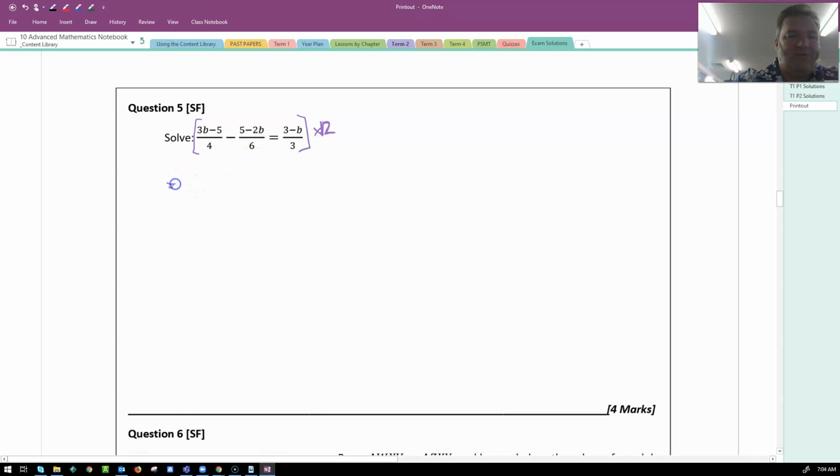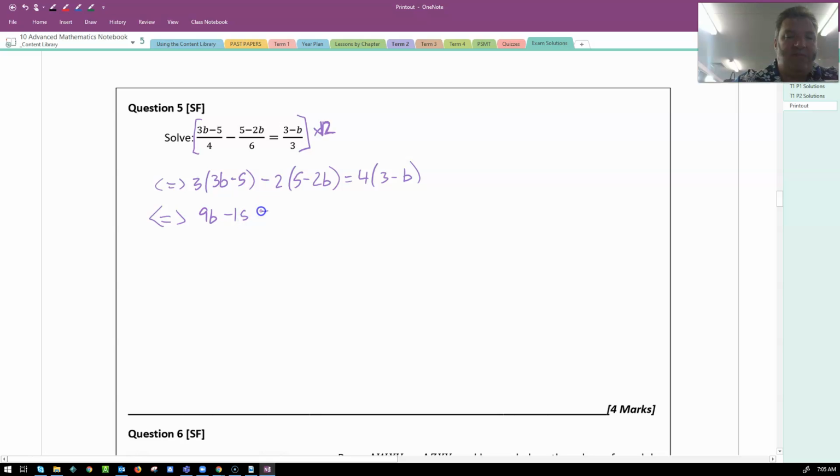When I multiply by 12, that's my equivalent statement now. So 4 goes into 12 3 times. So I'm going to have 3 times 3b take 5 minus 2 times 5 minus 2b equals, and the 3 goes into 12 4 times, so it's 4 times 3 take b. Expand and simplify, and we're there.